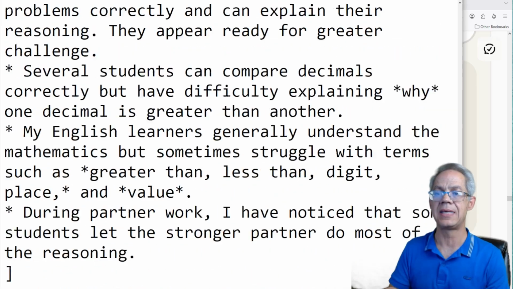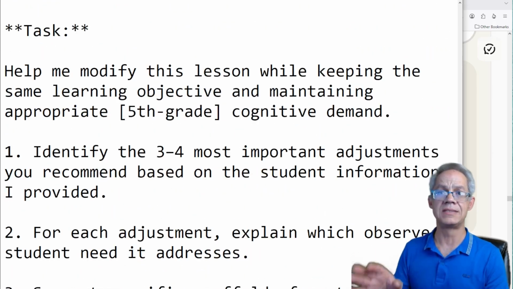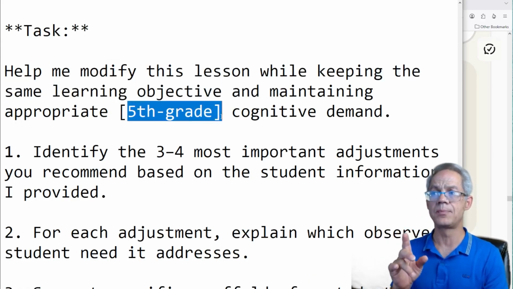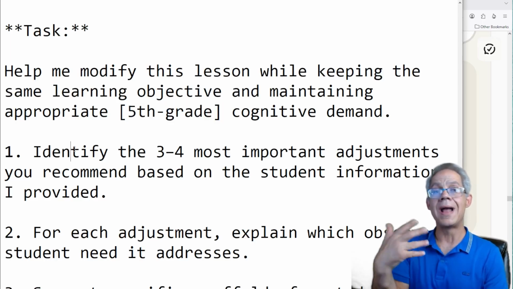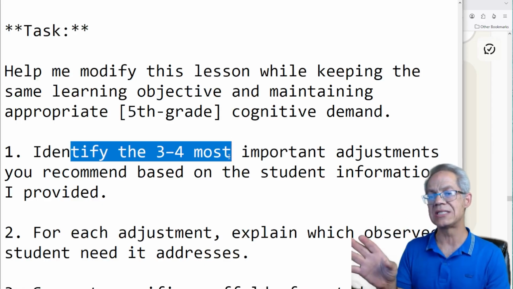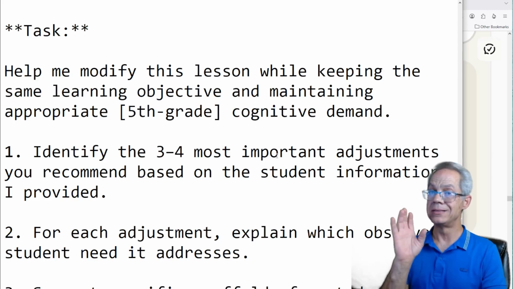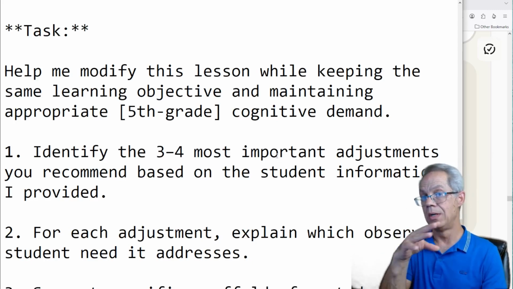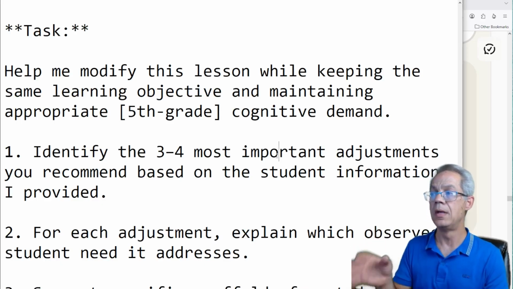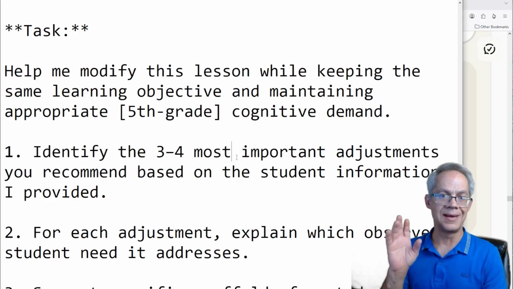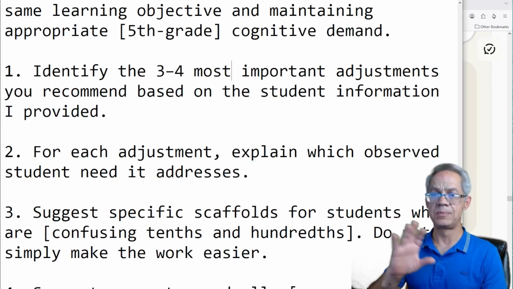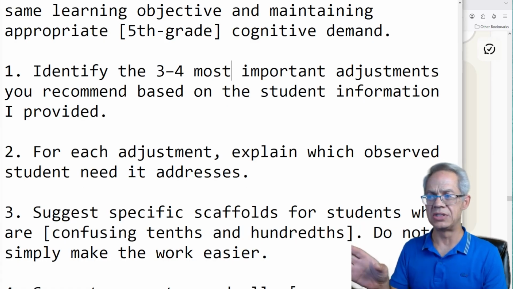All right, so there's stuff about the kids, goes on forever. Then the task: help me modify the plan, keep the same learning objective, make sure it's appropriate for my kids. And we're asking the AI to identify 3 or 4 most important recommended adjustments based on the information that you provided. See, you don't want to put conclusions because it's going to push the AI in one direction or another. Might just give you bias reinforcement, for example. We want it to be based on evidence and facts. All right, so for each adjustment, explain which observation justifies it.